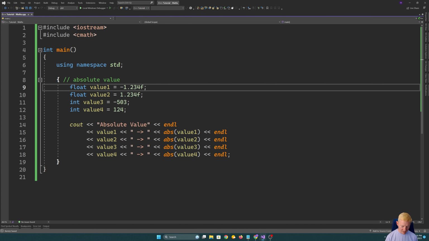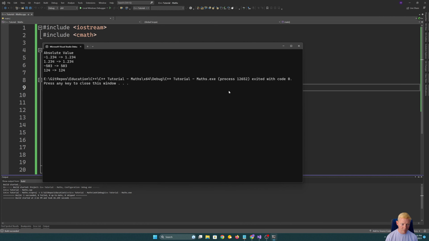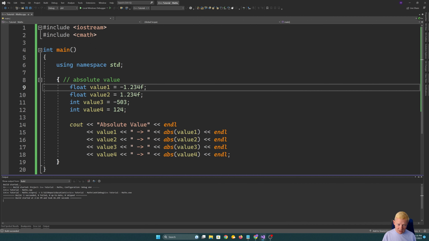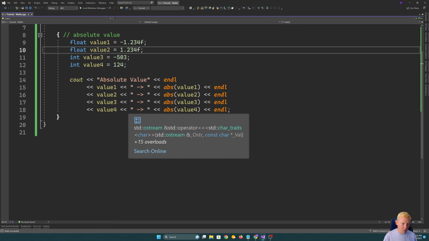That's good. So let's test this out. Let's see how that works. So we'll run it, and we can see in every case we lose the minus sign from it. Positive values are unchanged. So absolute value, really handy. We use that quite a bit.